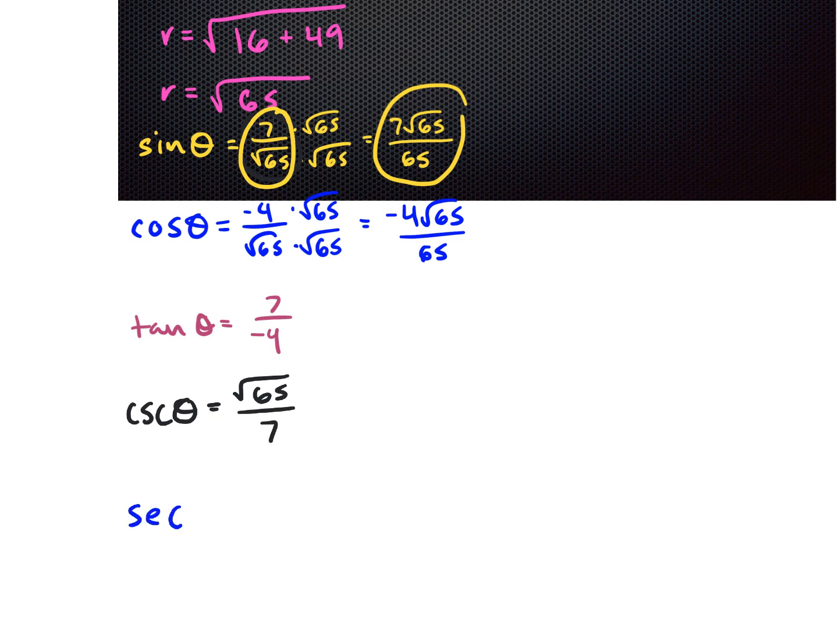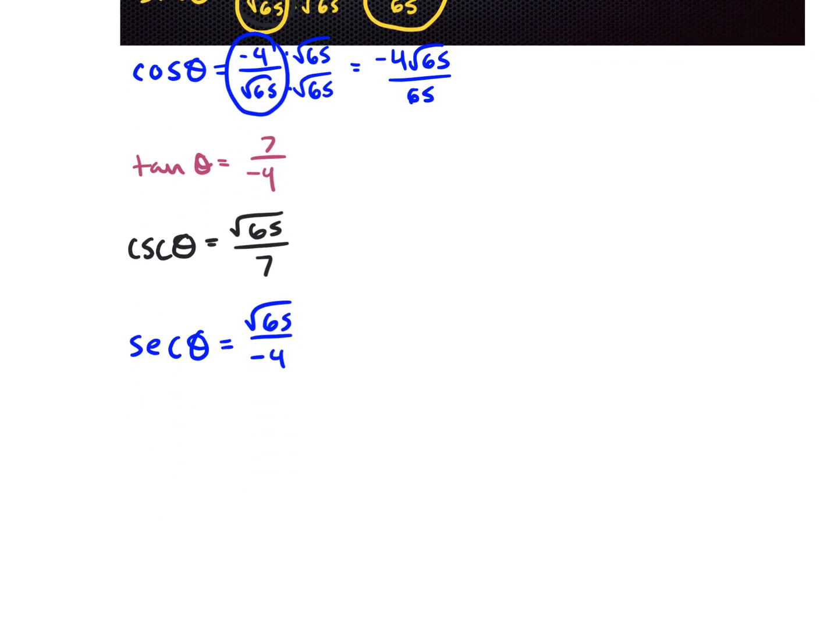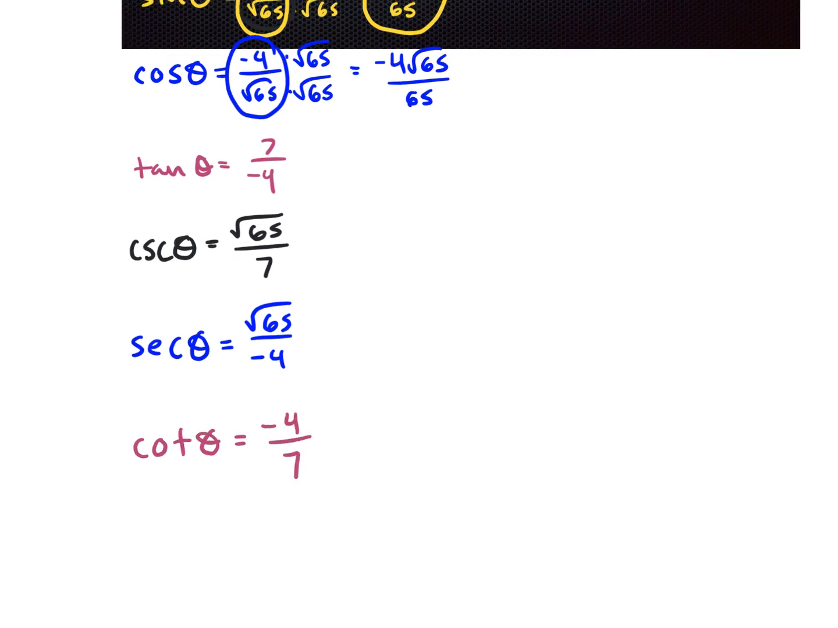Next we have secant. What would secant theta be? Square root 65 over negative 4, so I'm flipping this one here. And then we have cotangent. What would our cotangent theta be? Negative 4 over 7.